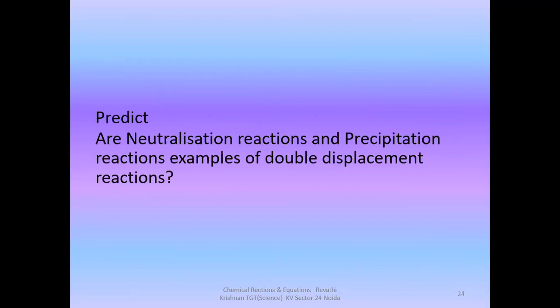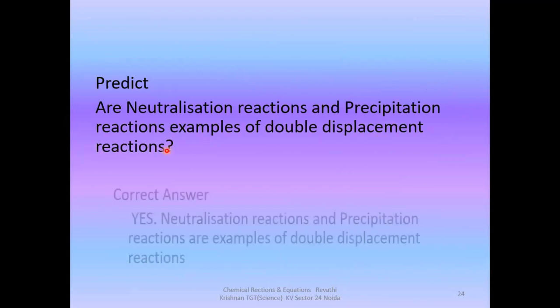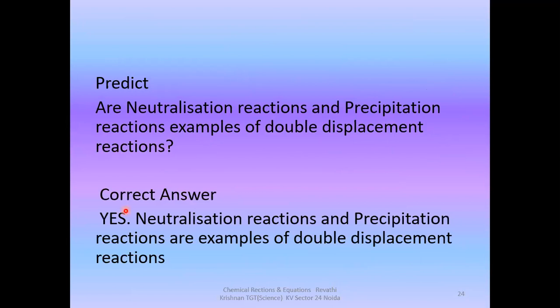Now, can you predict, are neutralization reactions and precipitation reactions examples of double displacement reactions? The correct answer is yes. Neutralization reactions and precipitation reactions are examples of double displacement reactions. Let's see.